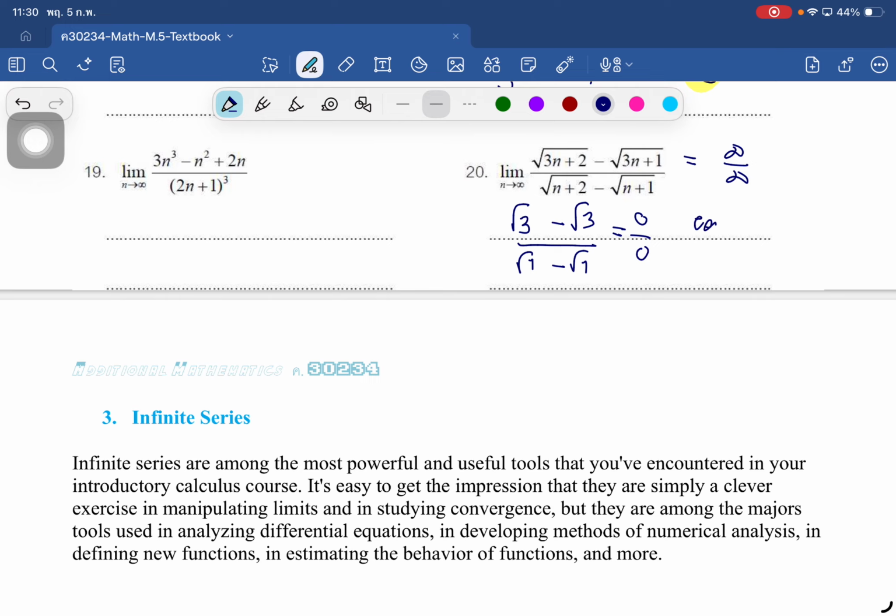Okay. Now we get this part. I think we are ready to simplify the term. Check. 3n plus 2. 3n minus 3n becomes 0. Plus 2 minus 1, then you get 1, right? n minus n, 0. 2 minus 1, then you get 1. Then 1 over 1 equal to 1. No need to do. Okay?